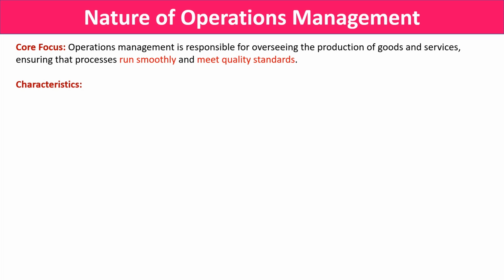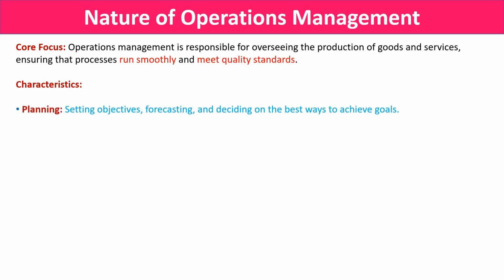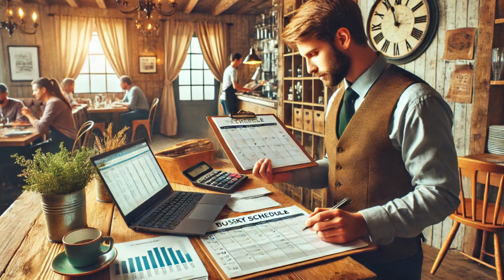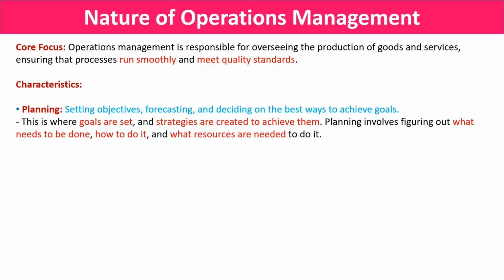Number 1. Planning. It involves setting objectives, forecasting, and deciding on best ways to achieve goals. This is where goals are set and strategies are created to achieve them. Planning involves figuring out what needs to be done, how to do it, and what resources are needed to do it. For example, a restaurant manager creates a weekly schedule by forecasting busy times to ensure enough staff are available for peak hours.